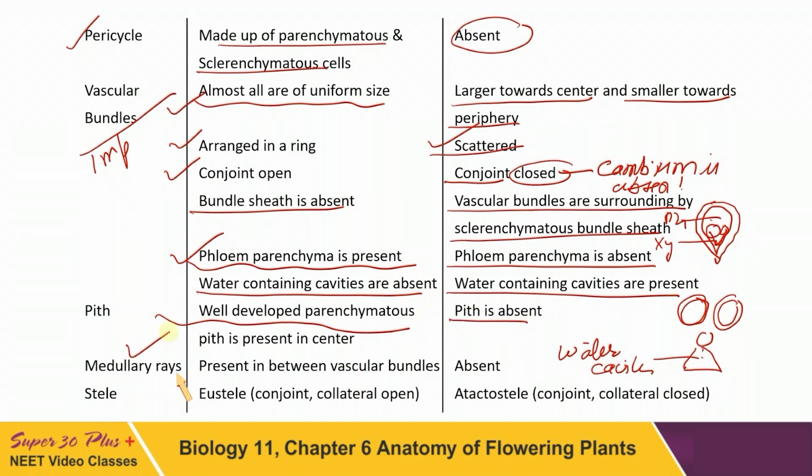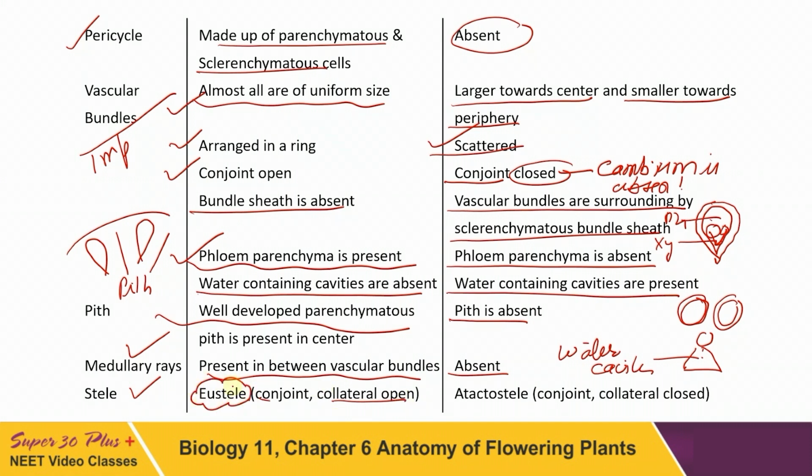Medullary rays are definitely present here, in between the vascular bundles. This is the endodermis, and this one is the pith. These medullary rays are present in between the vascular bundles. It is absent in the other case. This vascular bundle is known as conjoint, collateral and open. Therefore, the other one is known as conjoint, collateral and closed. This is called an atactostele.